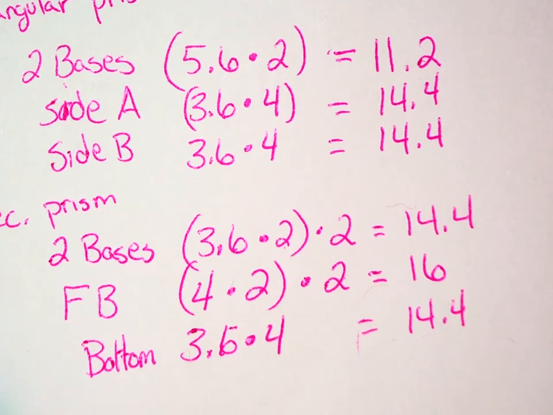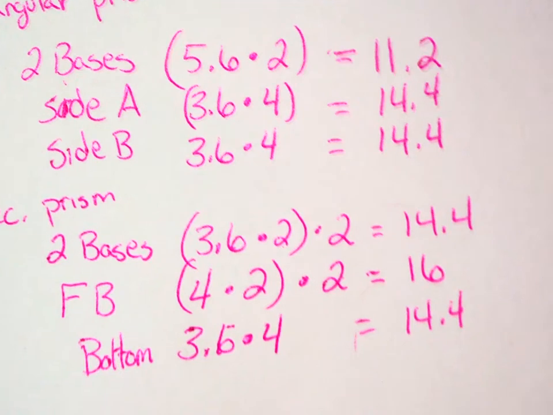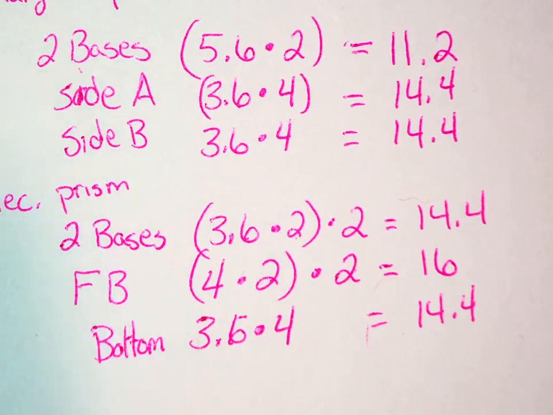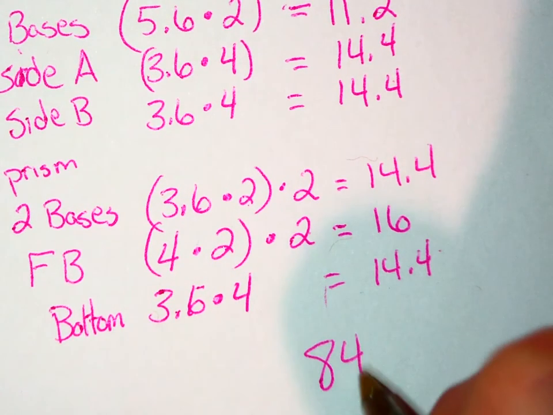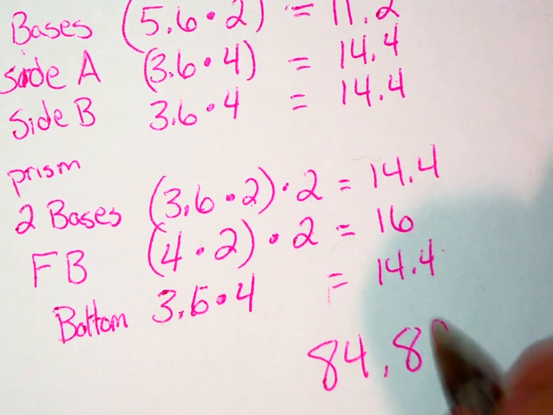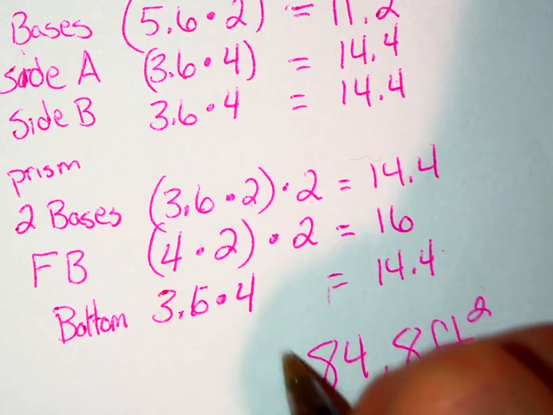So 14.4 plus 14.4 plus 14.4 plus 14.4, or if you picked up on it by now, I can call that 14.4 times 4 because I have 4 values with the same numeric number, plus 16 plus 11.2. So my solution is 84.8 feet squared.